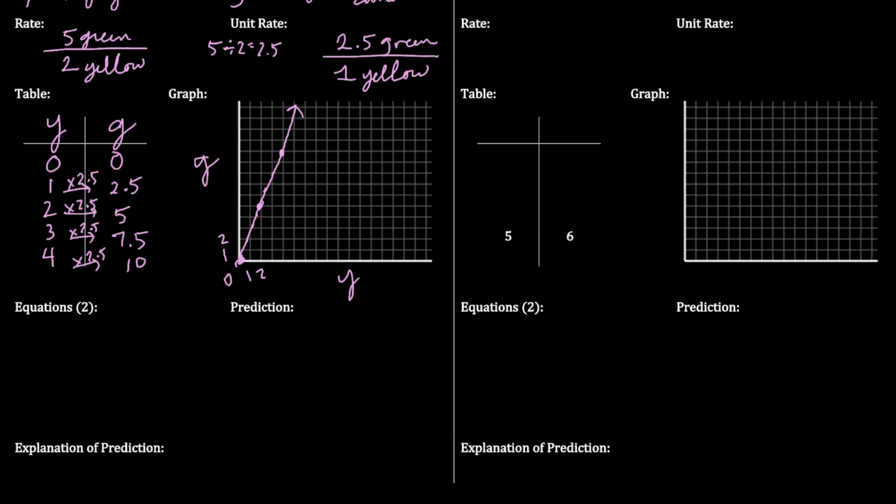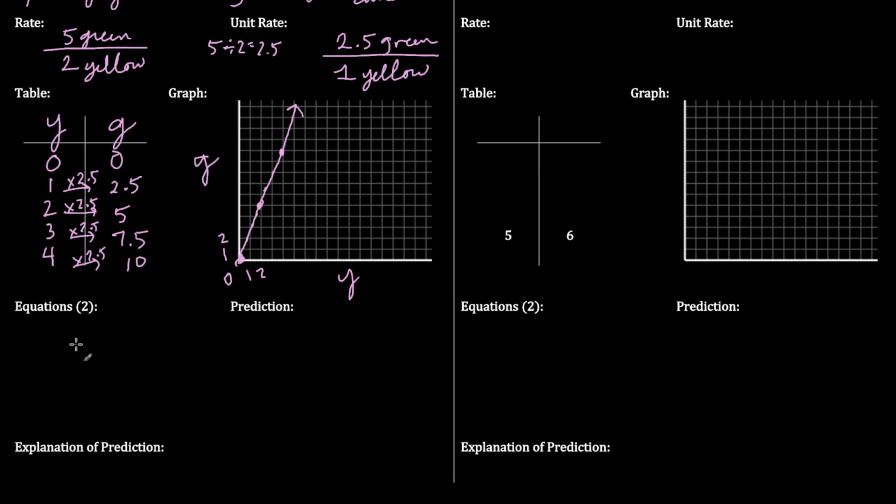We want our 2 equations. So I'm going to show you 2 equations. To get the green, we multiply 2.5 times the yellow. But I also want you to write it in fraction form. The number of green is 5 for every 2 yellow. They're next to each other. You'll see it in the next one too.